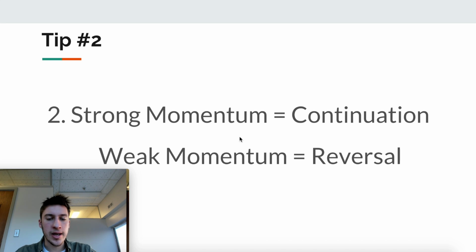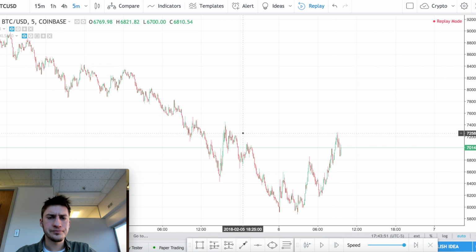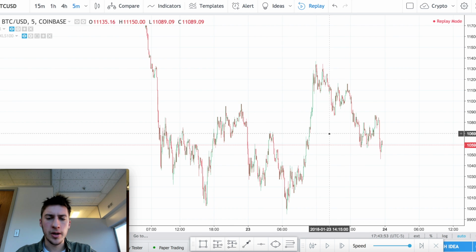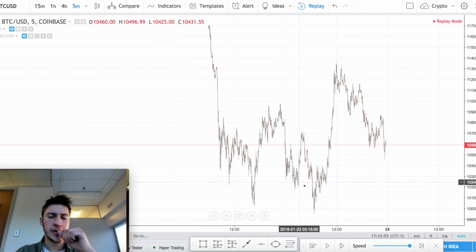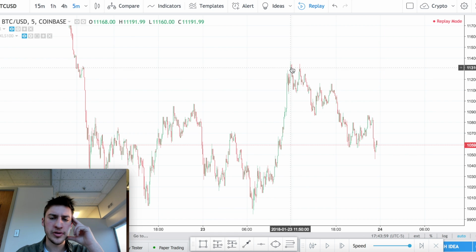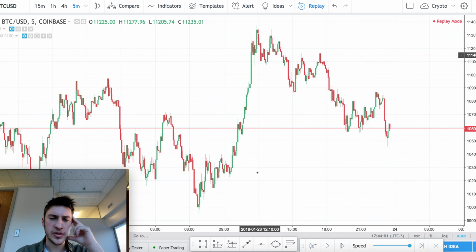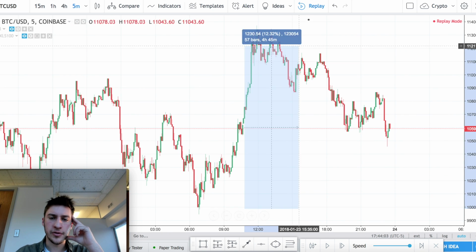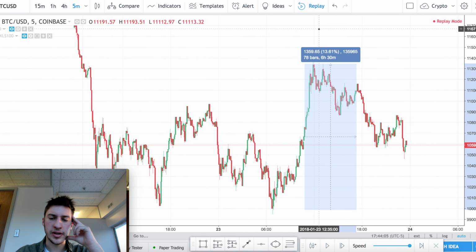This next tip might seem very straightforward, but not enough traders, I think, utilize momentum in price action trading. So let me tell you guys what that looks like. Price is consolidating here, as you can see. Then price moves on very, very high momentum upward, incredibly strong move, a large percent, like 14% again.